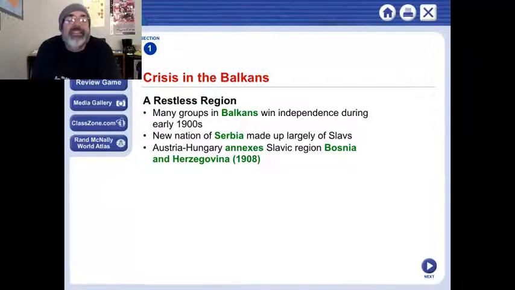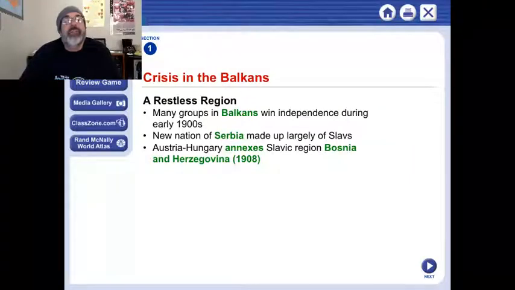This region, like Serbia, is Slavic. And like I said, being a Slav, it's an ethnicity. Serbia wants to be the main Slavic state in Europe, and it really feels that Bosnia and Herzegovina, which is smaller, should be added to it.